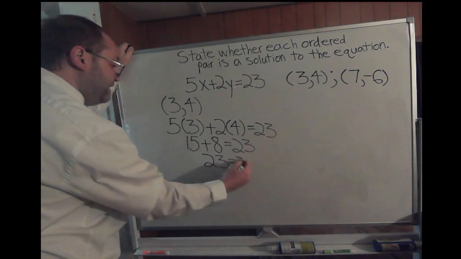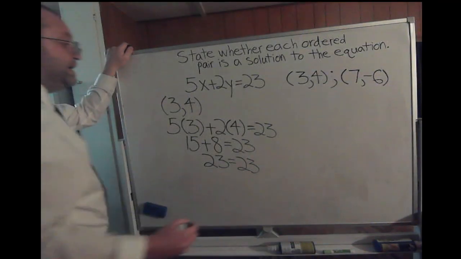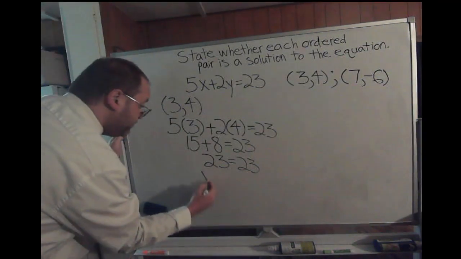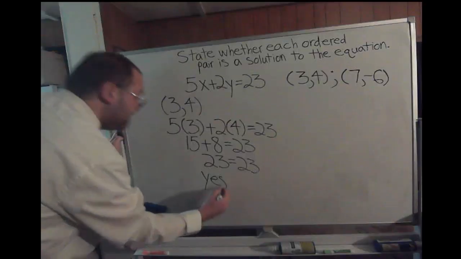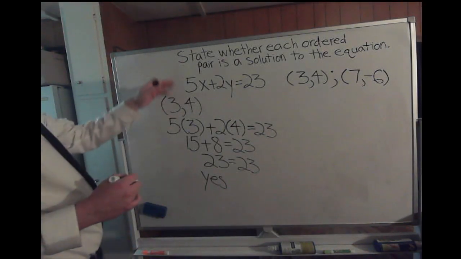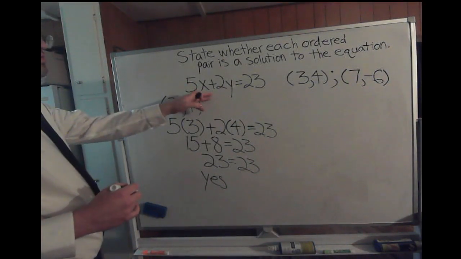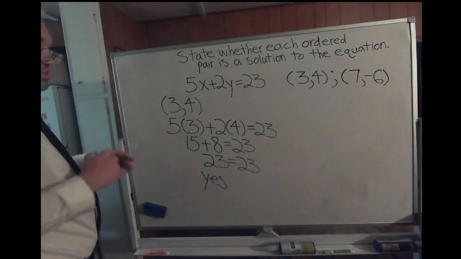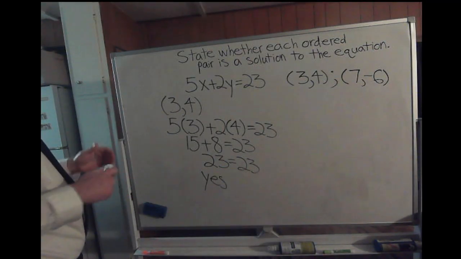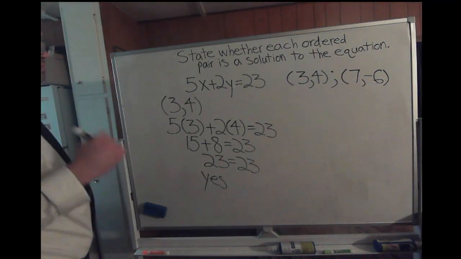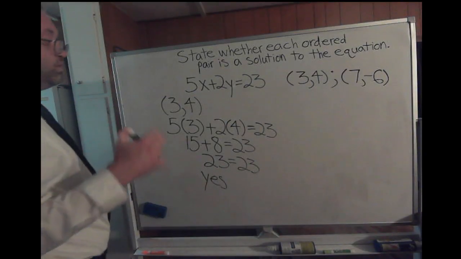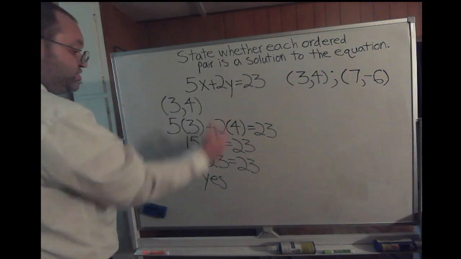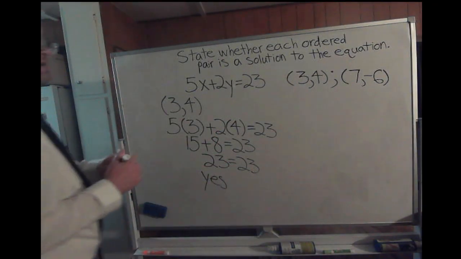So 23 does in fact equal 23. So therefore, 3, 4, the answer is yes. That does lie on this line, and it is a solution to the equation, okay? So basically, when you put in your x and y values, the left side should equal the right-hand side.